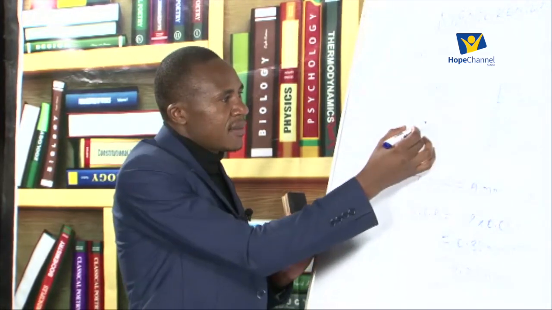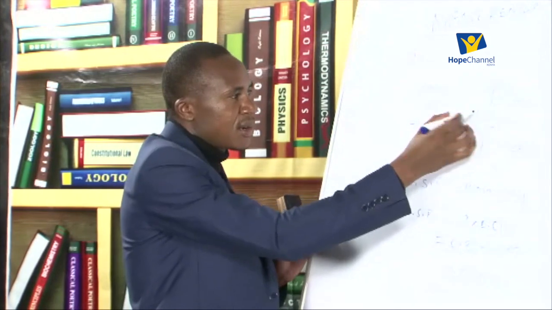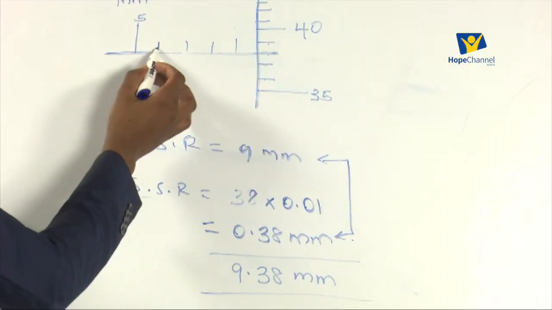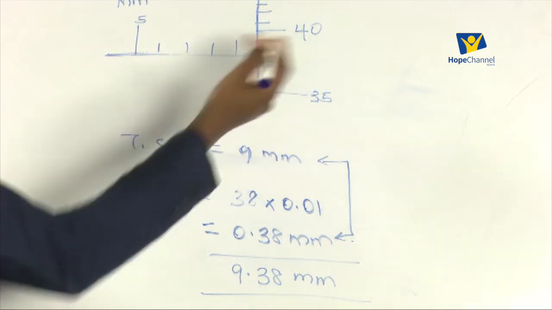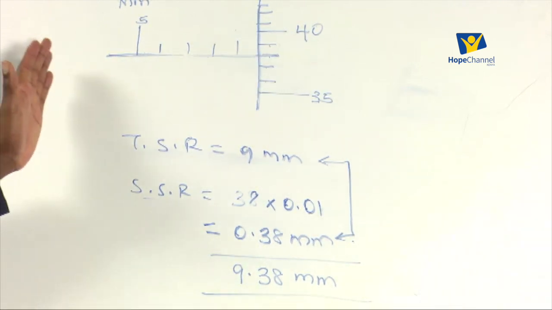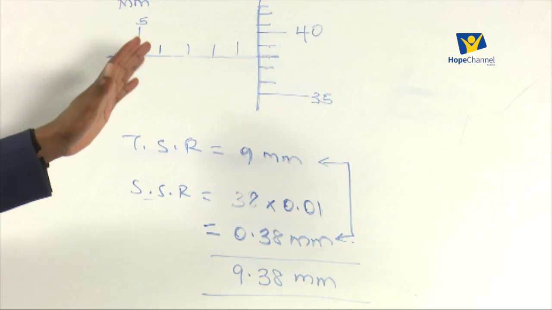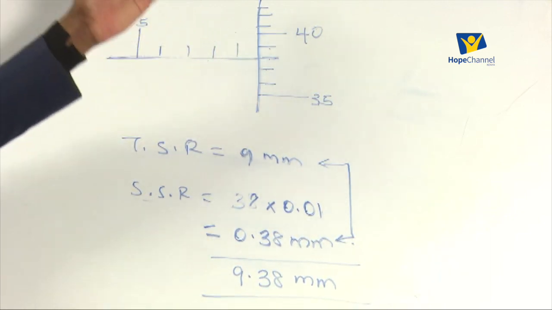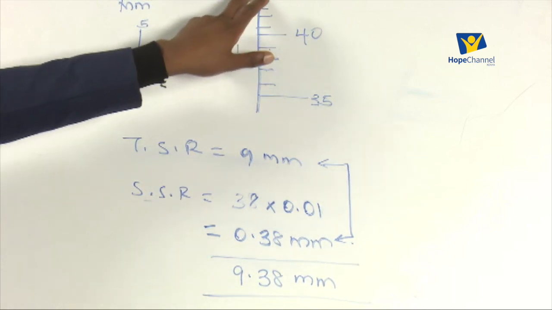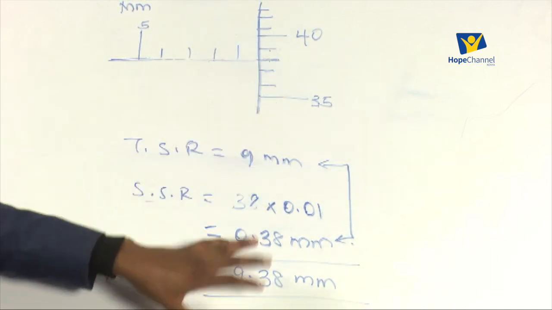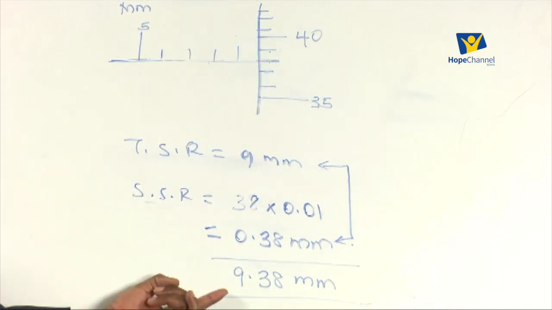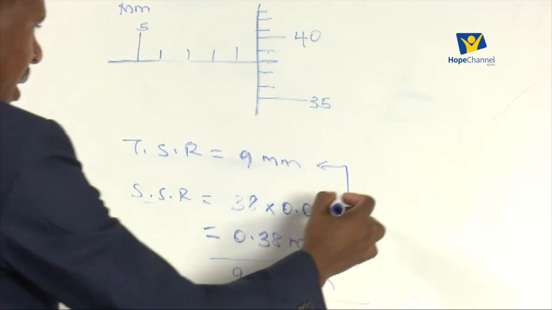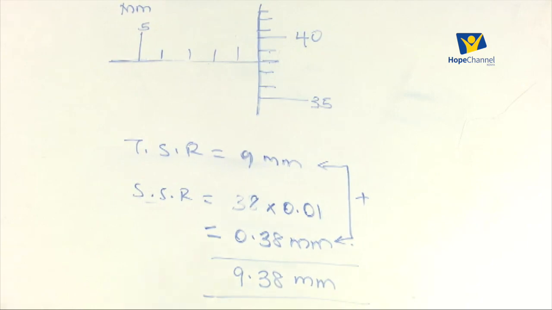On the meter rule, if this was 5, then we will not have this as a 9, because there will be some smaller divisions. This will be 5.1, 5.2, 5.3, etc. But now for this one, we count the divisions in parts of 1. So this is 6, 7, 8, 9. The other divisions, the smaller ones, we go to the second scale, the sleeve scale. But now we multiply by the least count. That's why we have 0.38. We take the summation, we get 9.38.